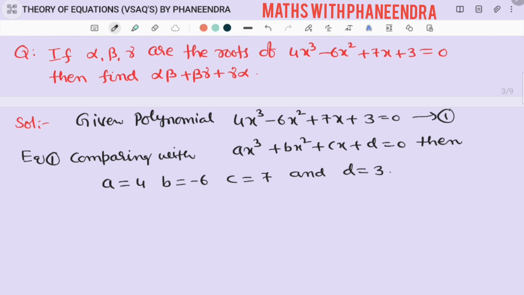So they are asking here alpha beta plus beta gamma plus gamma alpha is equal to S2. S1 is minus b by a, S2 is c by a. So 7 by a value 4. That's our answer. Hence we got it. We'll move on to the next question.